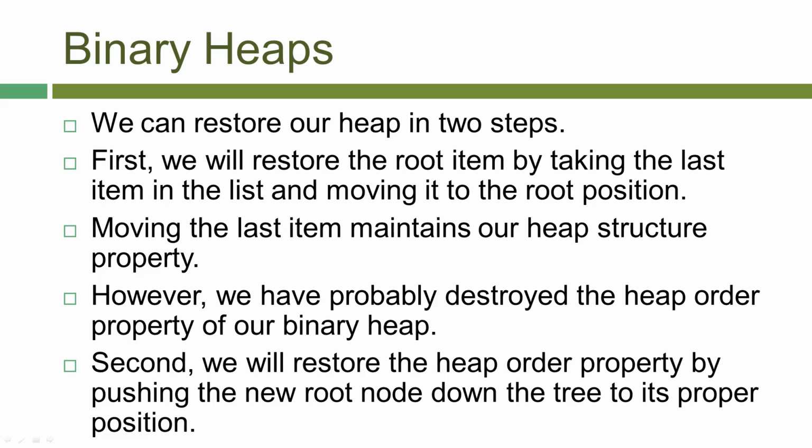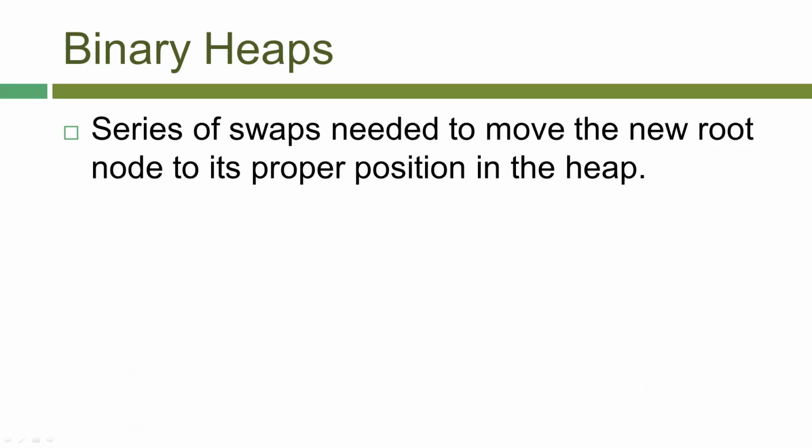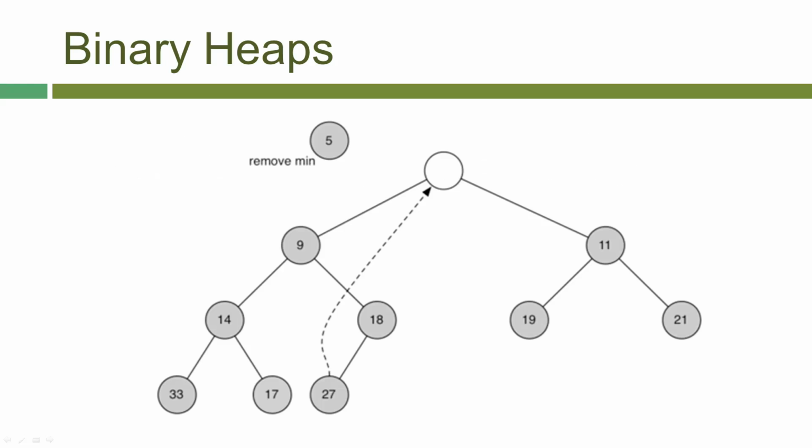We can restore our heap in 2 steps. First, we will restore the root item by taking the last item in the list and moving it to the root position. Moving the last item maintains our heap structure property. However, we have probably destroyed the heap order property of our binary heap. Second, we will restore the heap order property by pushing the new root node down the tree to its proper position. So let's go ahead and check out the series of swaps needed to move the new root node to its proper position in the heap.